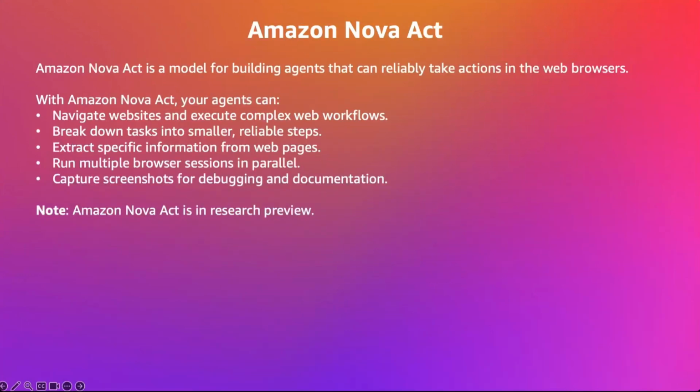So Amazon Nova Act, right? It's a model for building agents that can reliably take actions in web browsers. As mentioned on the deck, Amazon Nova agents can perform tasks like navigating websites, executing workflows on your behalf, and extracting specific information from web pages. One thing I want to highlight here is that Amazon Nova Act is in research preview, so the product team is continuously working on new improvements. Whenever you plan to use Nova Act in the future, make sure you refer to the updated documentation. We have already provided the link for you.